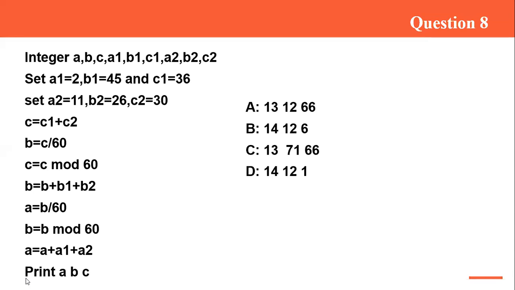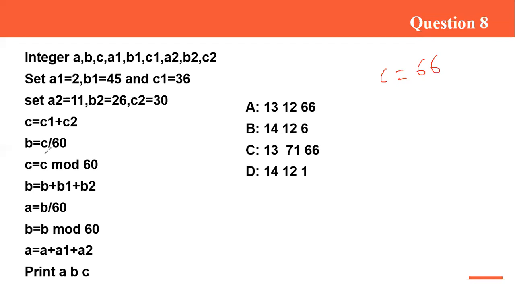I'm trying to explain the question quickly on the screen. Let's see that. Okay. So yeah, seems like B only, everyone says. So first we have A1, B1, C1 declared. A2, B2, C2 are declared. Then we are writing C equals C1 plus C2. That means C is equal to C1 plus C2. What is the C1 value, C2 value? 36, 30. That means 66. 36 plus 30 is 66.